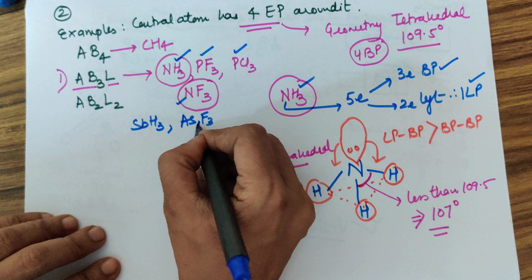So when you talk about this particular angle, you would only say less than 109.5. Nothing else would be said because you cannot remember all the bond angles. So only mention that it is less than 109.5.